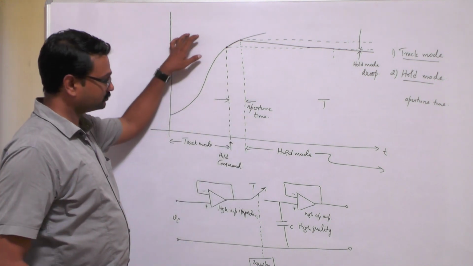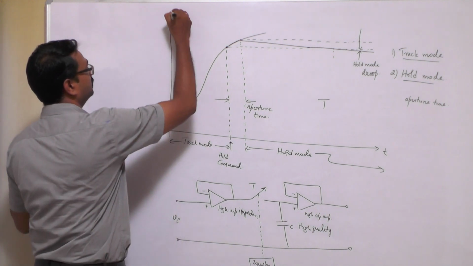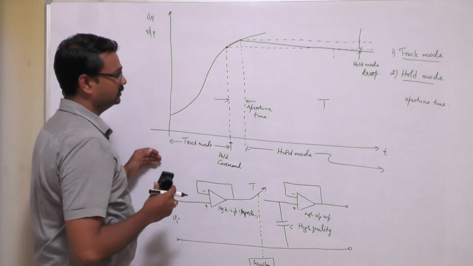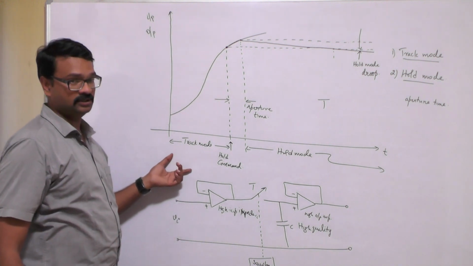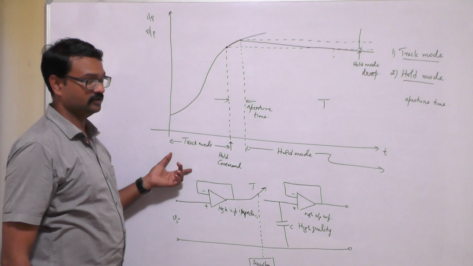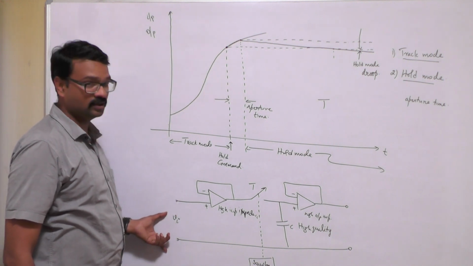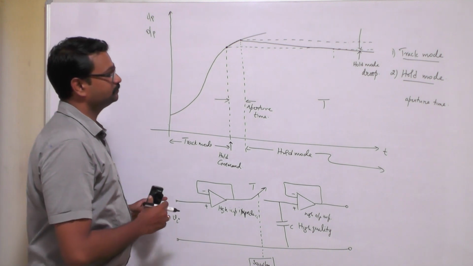So this is the characteristics of input and output, right? So these are the input output characteristics versus time for a sample and hold device.